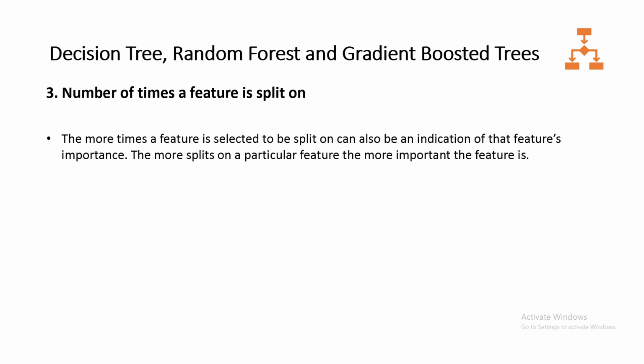For decision trees, random forests, and gradient boosted trees, another method for calculating feature importance is by looking at the number of times a feature is split on. The more times a feature is selected to be split on can also be an indication of the feature's importance. The more splits on a particular feature, the more important the feature is.